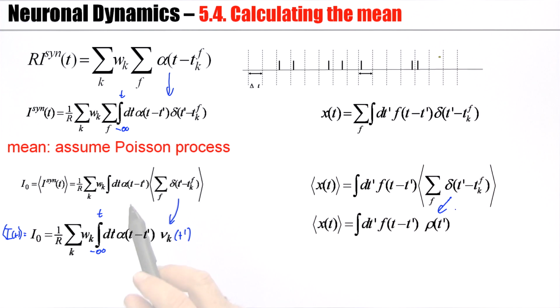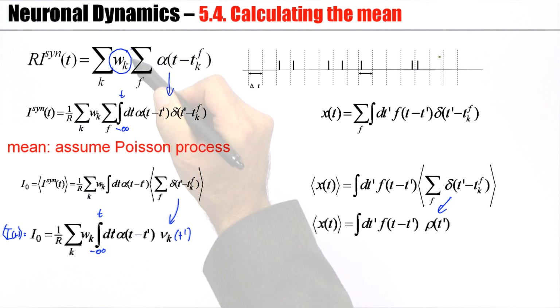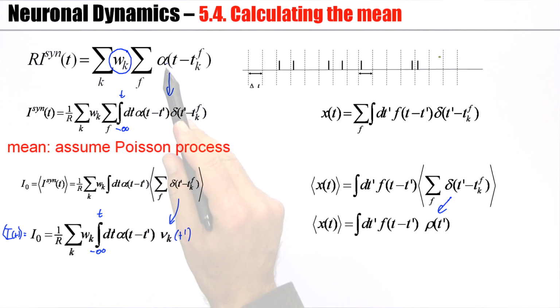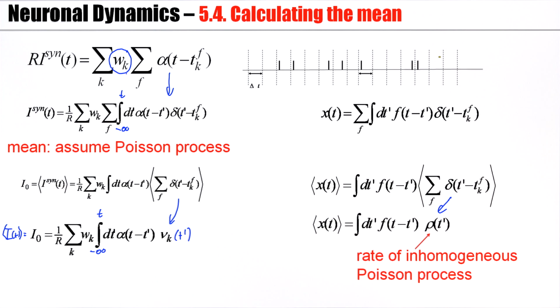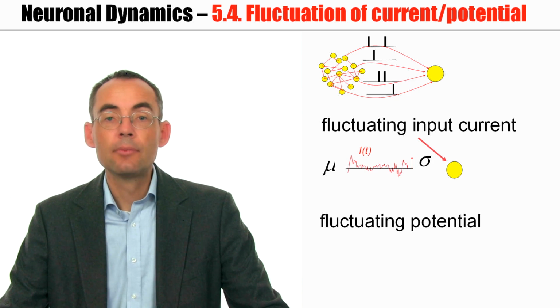In the specific case at hand here, I allowed that different neurons have different weights. So some neurons might cause a large current pulse, other neurons might cause a smaller current pulse. Different synapses have different weights. Now, this kind of formula can be used not just for calculating the mean synaptic current, but also for calculating the mean potential. Let me summarize.